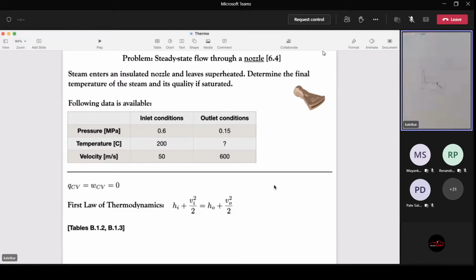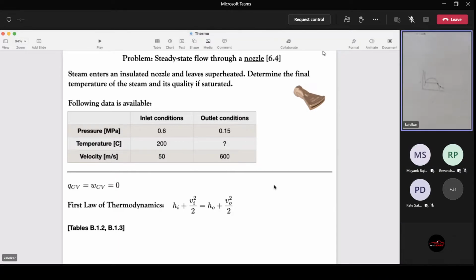Is that okay? Excuse me, sir. How did we get work to be equal to 0? Why did we get work equal to 0? I did not understand what you're saying. Why did you get what equal to 0? Work. Oh, why is work equal to 0?